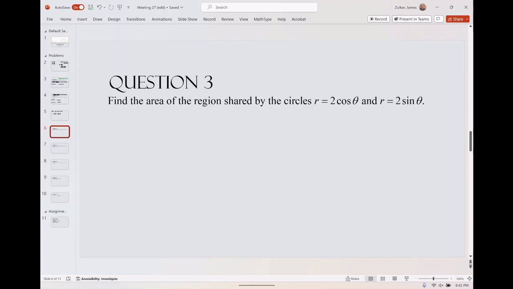To find the area of the region that is shared by the circles r equals 2 cosine of theta and r equals 2 sine of theta.